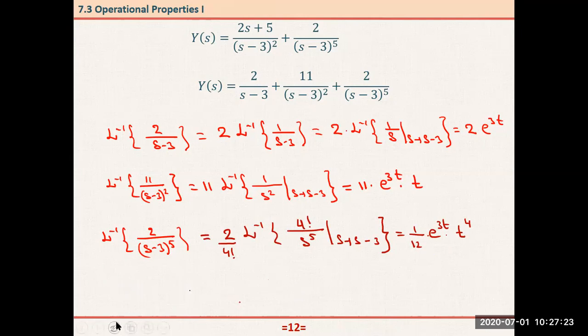So now we can write our final answer. The inverse Laplace transform of the given function is, what is it? The first part is 2 times e to the power 3t, right? Plus 11 times e to the power 3t, and here we have t. Actually, I need to write t here. Plus what we have here, 1 over 12 times e to the power 3t and t to the power 4. Okay. Now let's see one more example. After that, you may have a break.